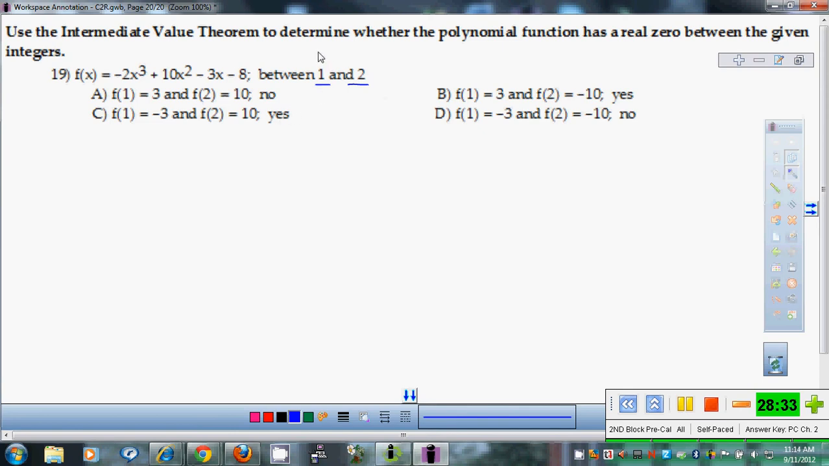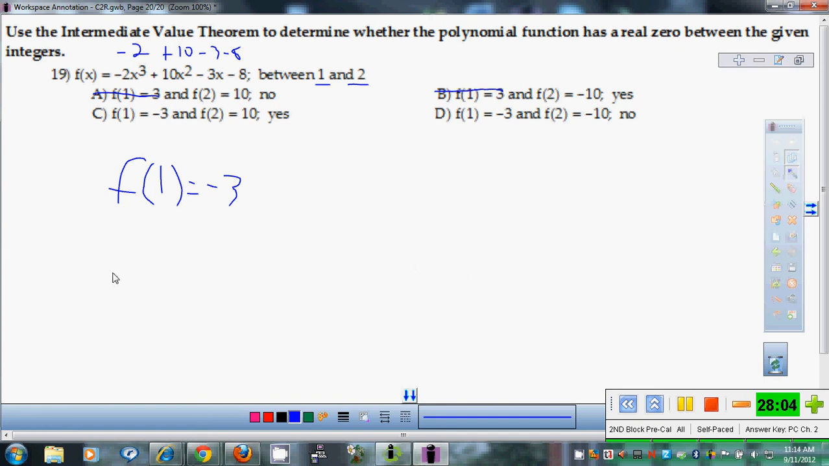So I'm plugging these in. If one of them is positive and the other one's negative, I know it's yes. If they're both positive or both negative, it means it didn't cross the axis, therefore was not a root, and it would be no. So here I go. Plugging in 1, that would give me negative 2 plus 10 minus 3 minus 8. Negative 13 plus 10 is negative 3. So I can immediately cross off A and B.